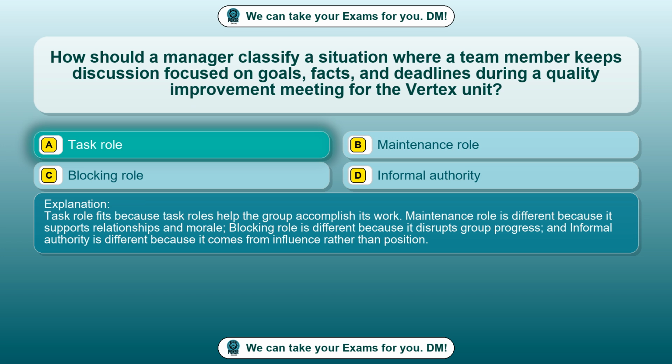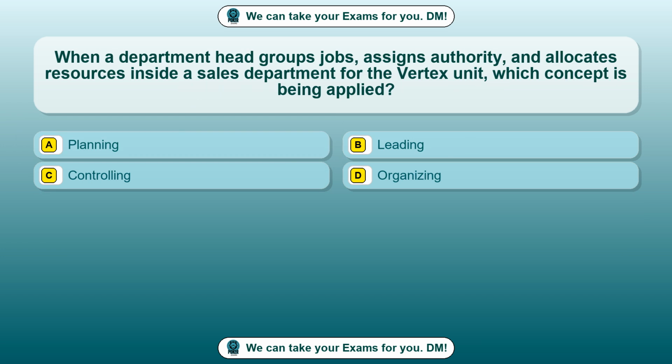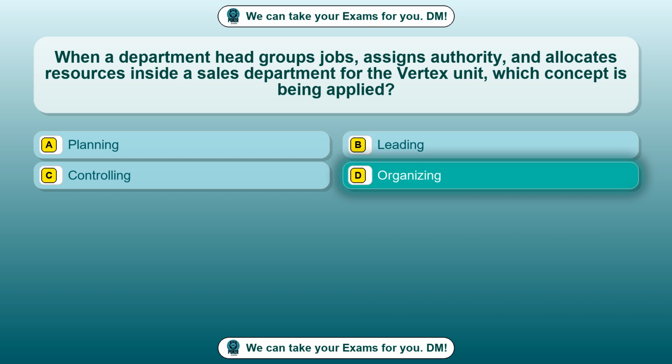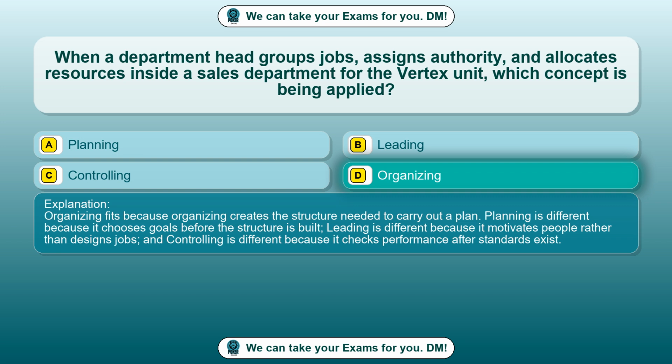Question 14. When a department head groups jobs, assigns authority, and allocates resources inside a sales department for the Vertex unit, which concept is being applied? Option A. Planning. Option B. Leading. Option C. Controlling. Option D. Organizing. The correct answer is option D. Organizing. Organizing fits because organizing creates the structure needed to carry out a plan.